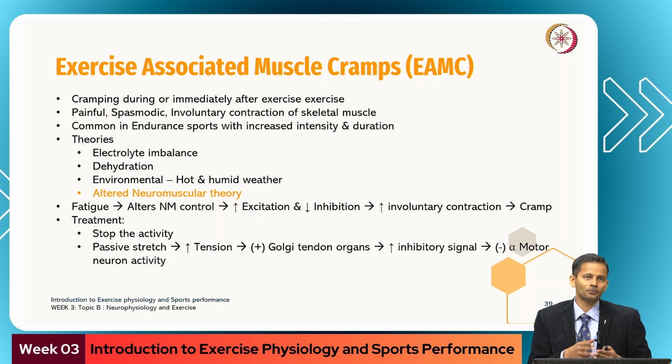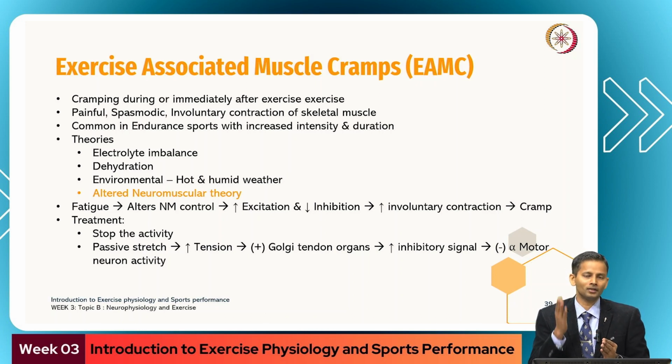According to this theory, because of fatigue, there is an alteration in the neuromuscular transmission. So the control of the neuromuscular electric and mechanical movement is altered, because of which there is excessive excitation and reduced inhibition, and this results in increased involuntary contraction, thereby resulting in cramp. So the bottom line here is there is more excitation and less inhibition, right? So what should be the treatment?